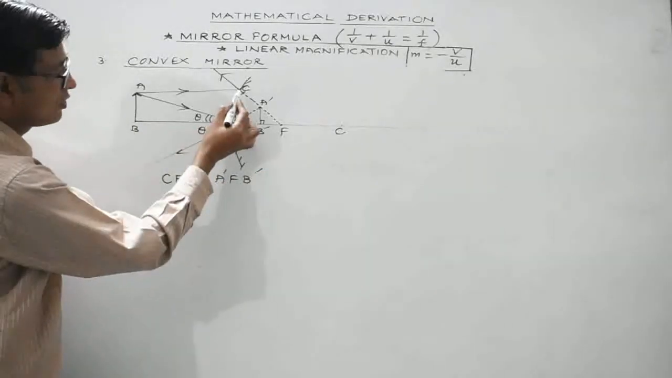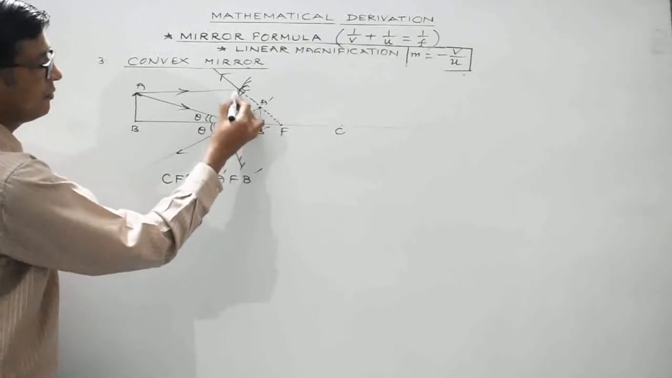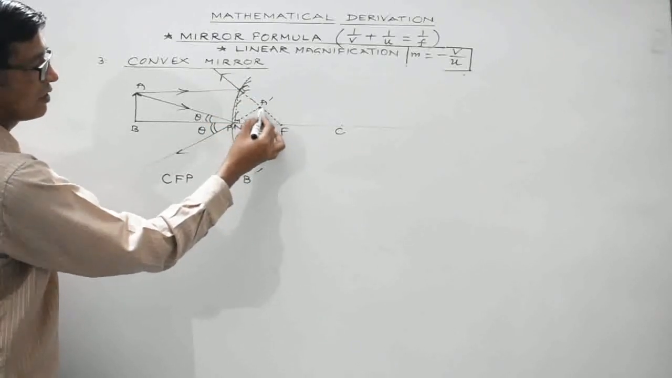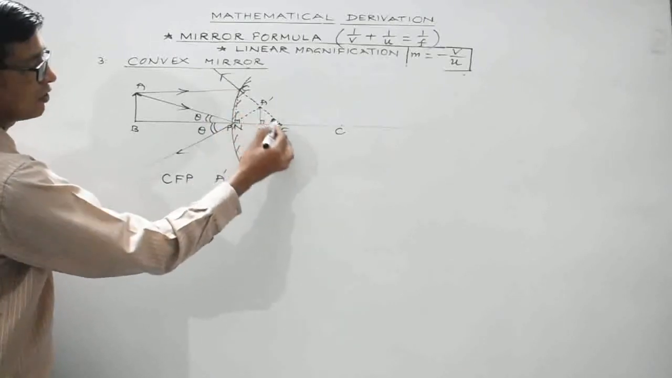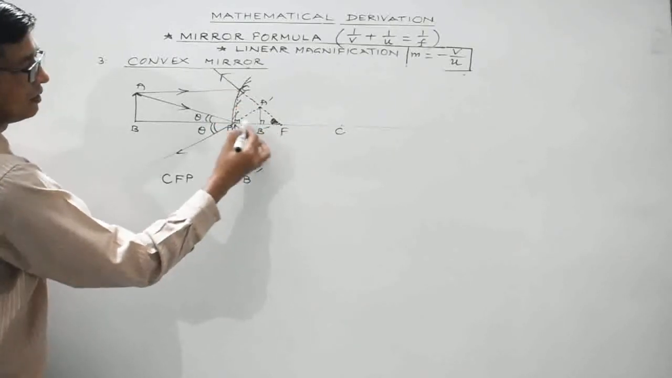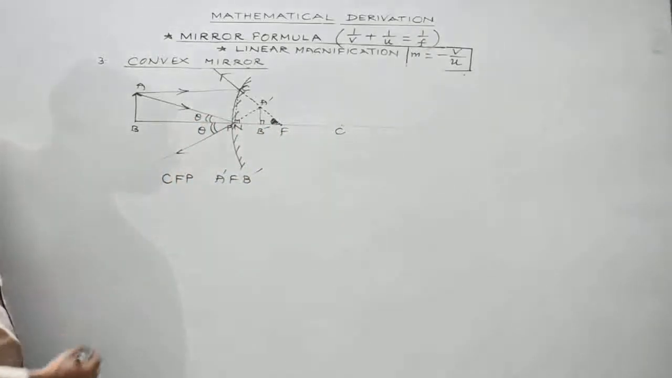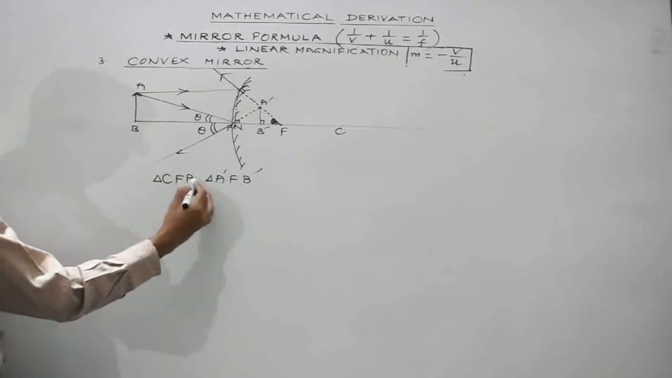Look, we are considering triangle CFP and this triangle A-FB'. Now this is the common angle, isn't it? We are considering these two triangles. So this is the common angle, and this is 90 degrees, this is also 90 degrees. So these two triangles are similar.